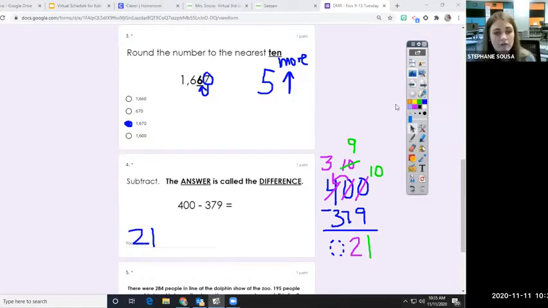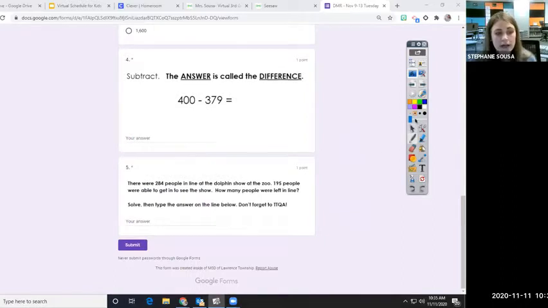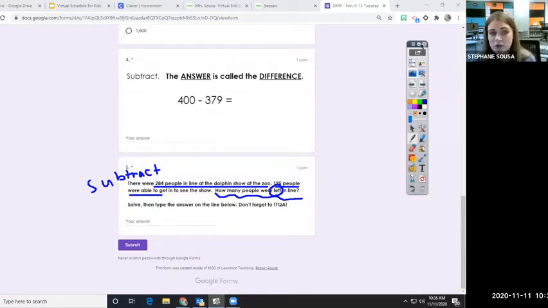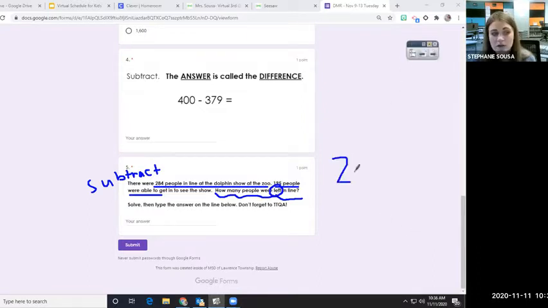Looking down at our final one, there were 284 people in line at the dolphin show at the zoo. 195 people were able to get in. How many people were left in the line? Yesterday, we determined this was a subtraction problem because we were looking at how many people were left. That means how many are still there after you take away the people that got to go in. So in order to solve this problem, we must subtract 284 minus 195.